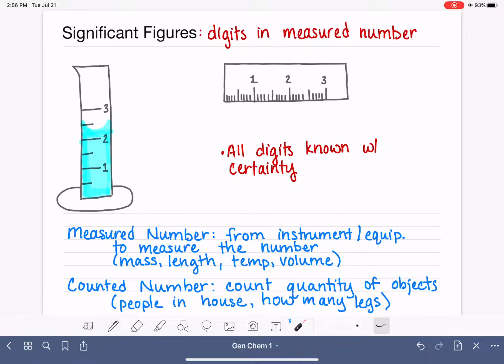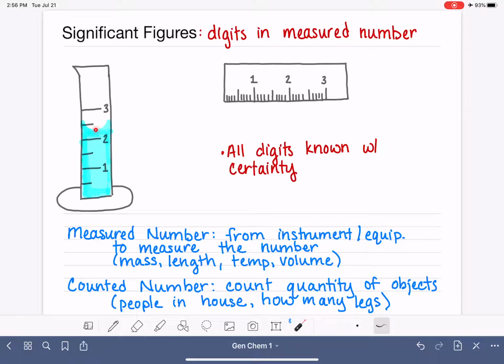Now, before we do that, we need to talk a little bit about this curved surface of the liquid. This is referred to as the meniscus. When you're reading the volume of a liquid, you always want to read at the low point. You don't want to read up here at one of the high points. You want to read down here at the low point.